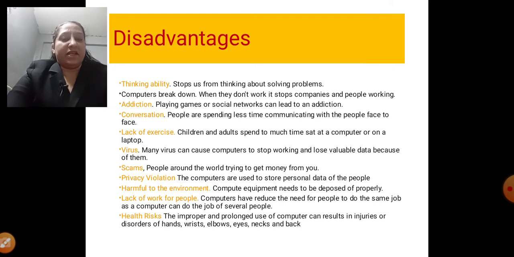Next is of course we are getting addicted to computers. After 5-10 minutes, if we are not touching the mobile, we feel something is missing. Next point written is face to face communication or conversation is getting lower day by day.